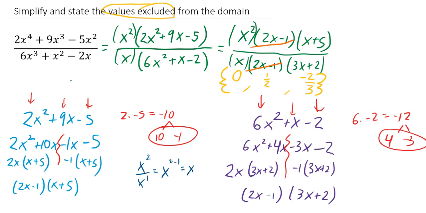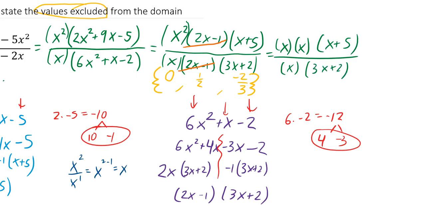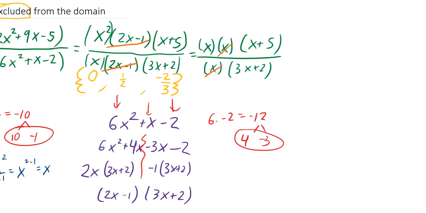Or maybe you're better off thinking about it as factoring out. Be like, okay, I'm left with x times x. That's what x squared means. So then you cancel some x's, and you're left with x times x plus 5 over 3x plus 2. That would be what this simplifies into.